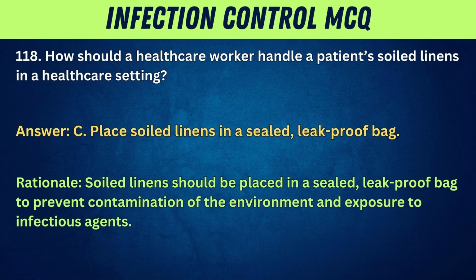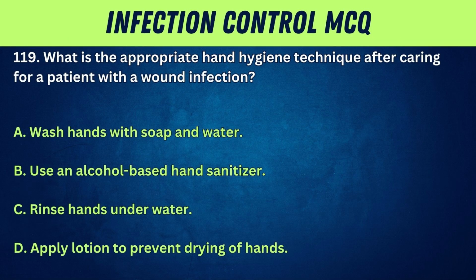Answer: C. Place soiled linens in a sealed, leak-proof bag. Rationale: soiled linens should be placed in a sealed, leak-proof bag to prevent contamination of the environment and exposure to infectious agents.